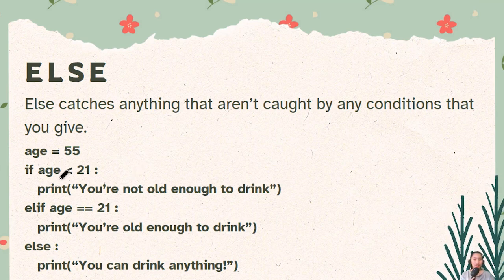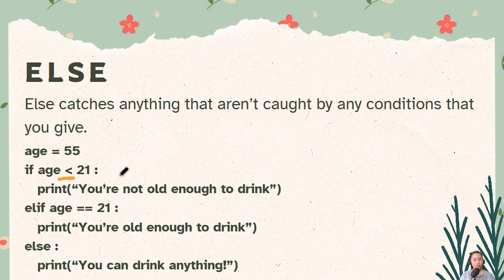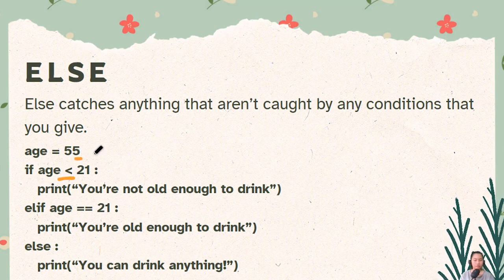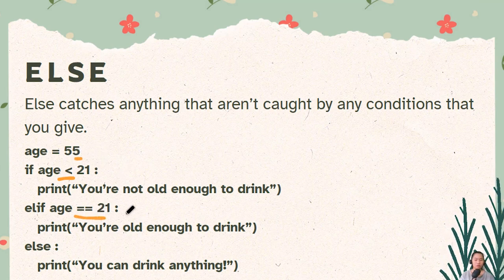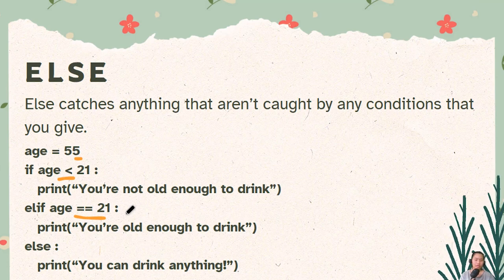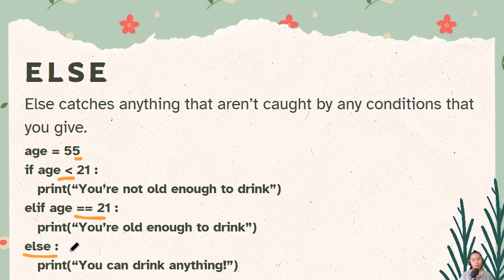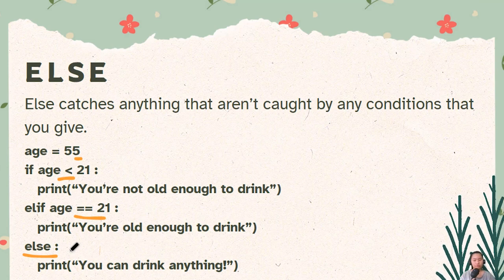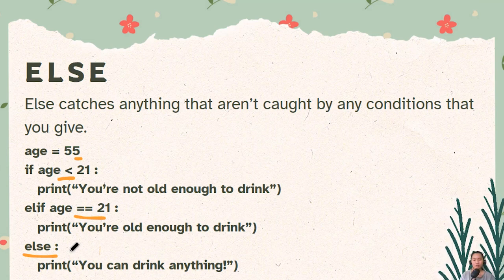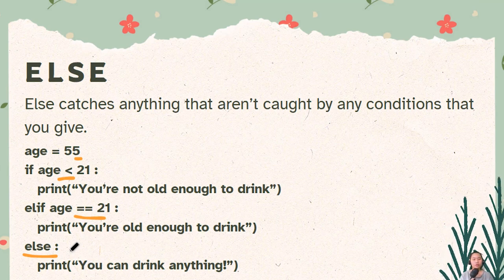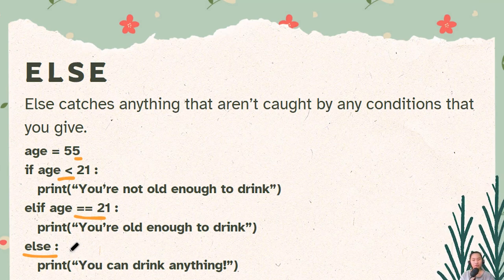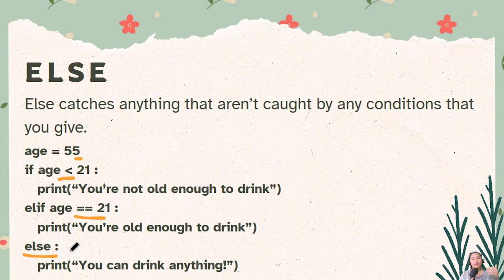So the condition of age is less than 21 is not fulfilled, okay, because this age is 55. Now, age equals 21, it's not fulfilled, right? Now, whatever is not fulfilled, whatever is not true, it jumps onto else. Print, you can drink anything. Now, if you don't have else, it's just not gonna do anything, basically. And let's move on. So I do hope that you managed to understand that. It's very simple. If, elif, and else.